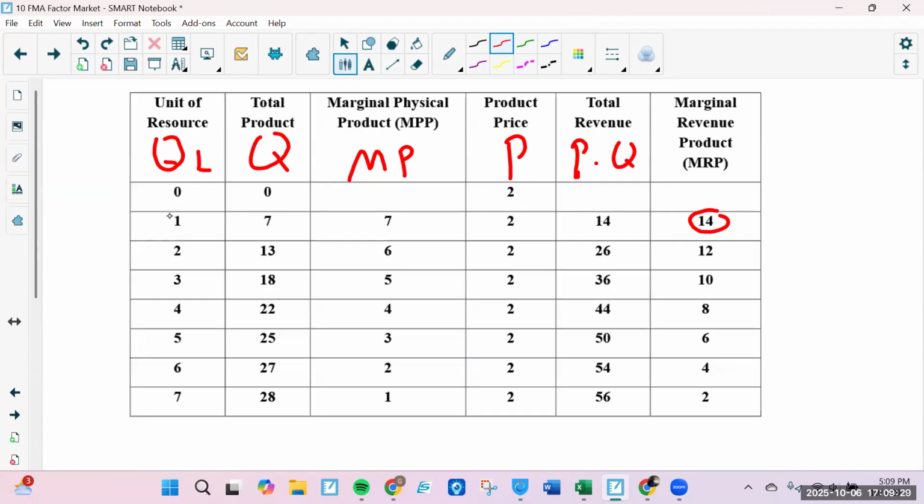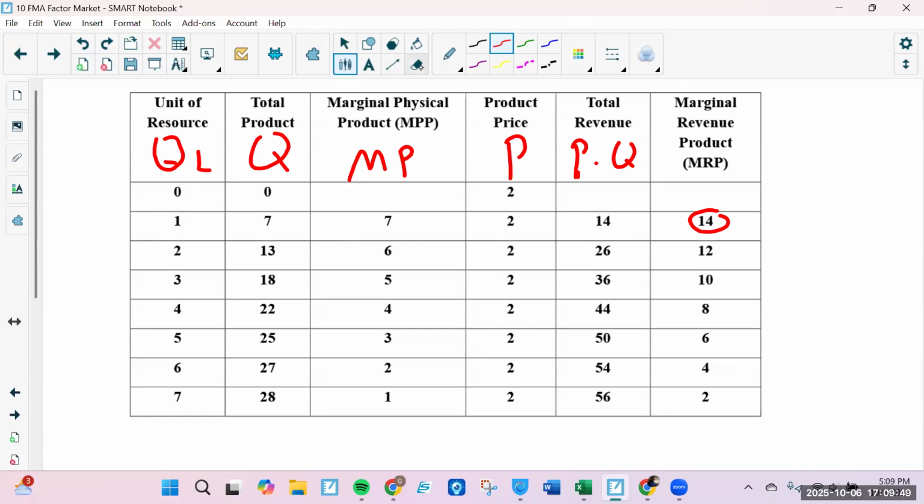When we hired this first worker, they produced 7 units that we sold for $2 a piece, so 14 more dollars showed up in our cash register. When we hired the second worker, they brought in 6 more units that we sold for $2 a piece, so they added $12 to the cash register.